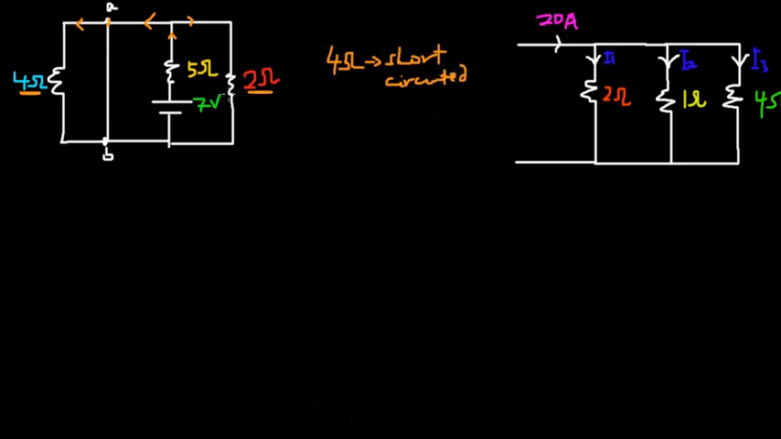Since the 4 ohm resistor has been short circuited, that will also affect this 2 ohm resistor because the 4 ohm and the 2 ohm are in parallel. So the 4 ohm and then 2 ohm will not be considered.